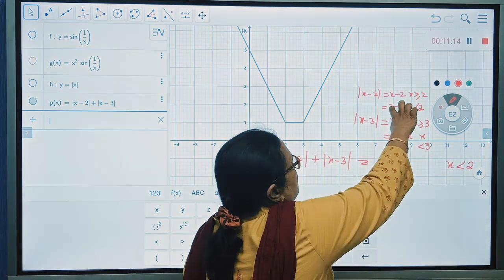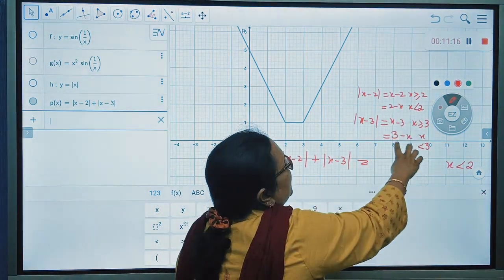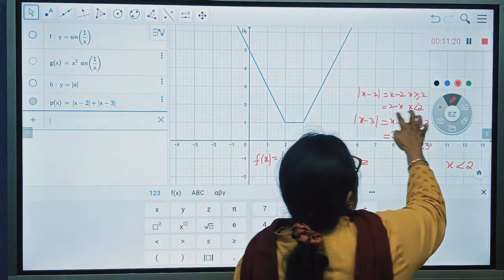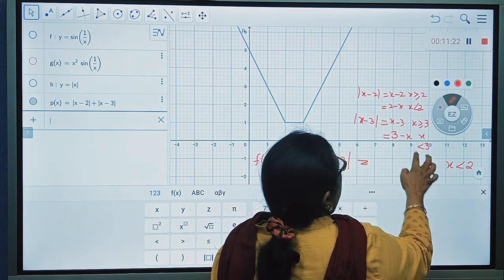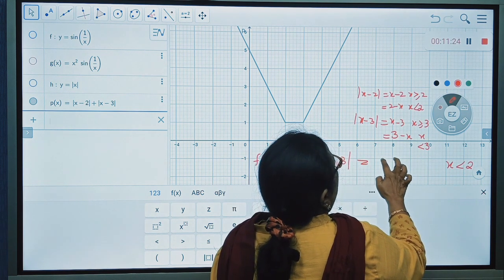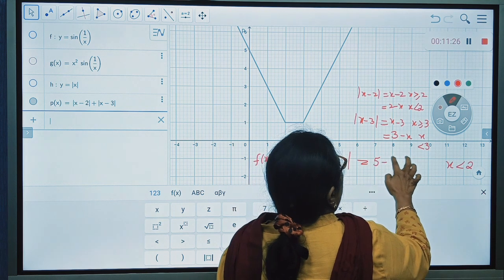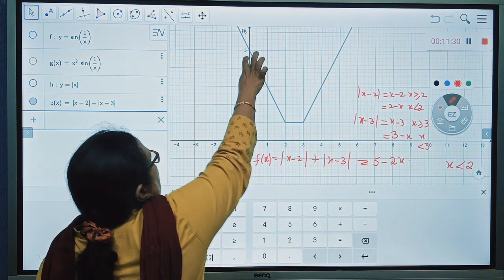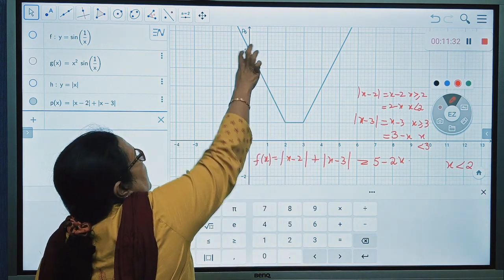This is 2 minus x. This will be 3 minus x. So what will I get? 2 minus x plus 3 minus x will give me 5 minus 2x. So you can see the graph is now cutting on the left hand side at 5.